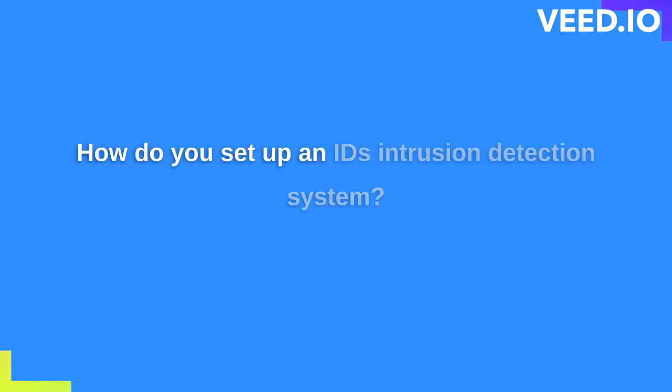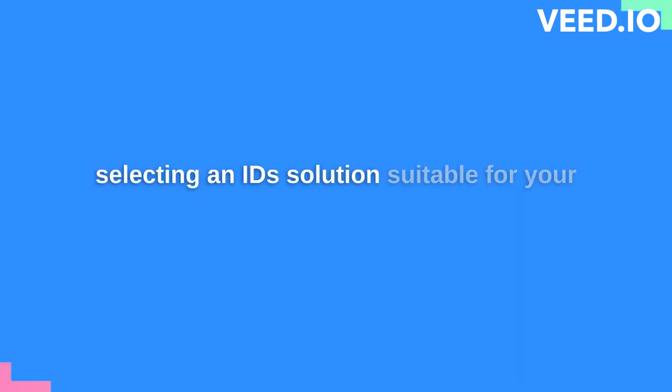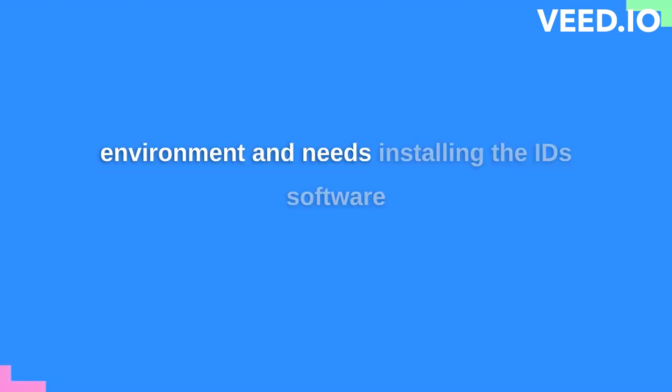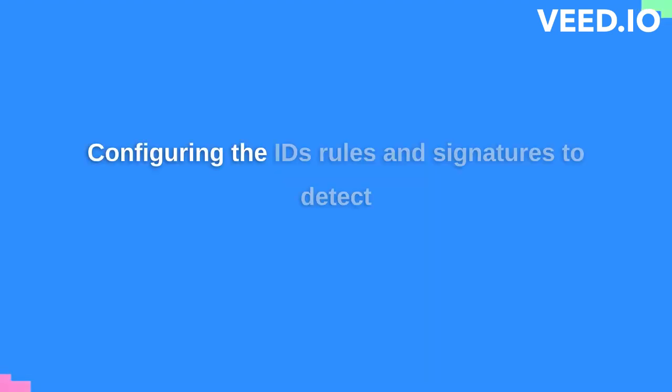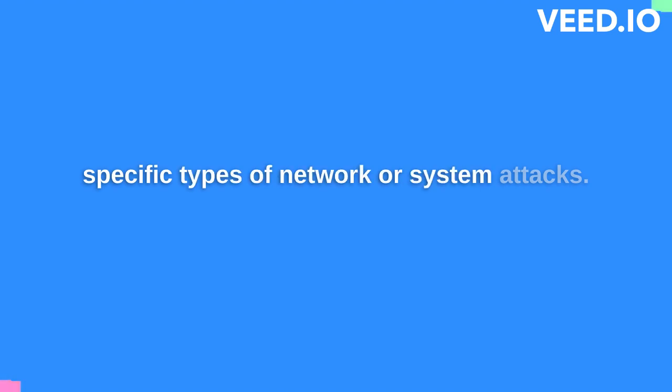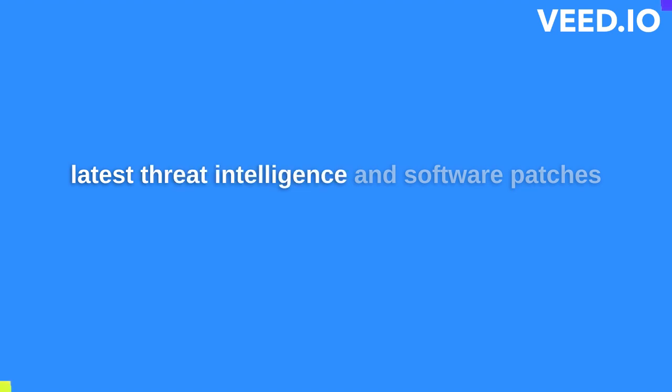How do you set up an IDS, intrusion detection system? Setting up an IDS involves several steps. Selecting an IDS solution suitable for your environment and needs. Installing the IDS software on a dedicated server or appliance. Configuring the IDS rules and signatures to detect specific types of network or system attacks. Regularly updating the IDS with the latest threat intelligence and software patches to maintain its effectiveness.